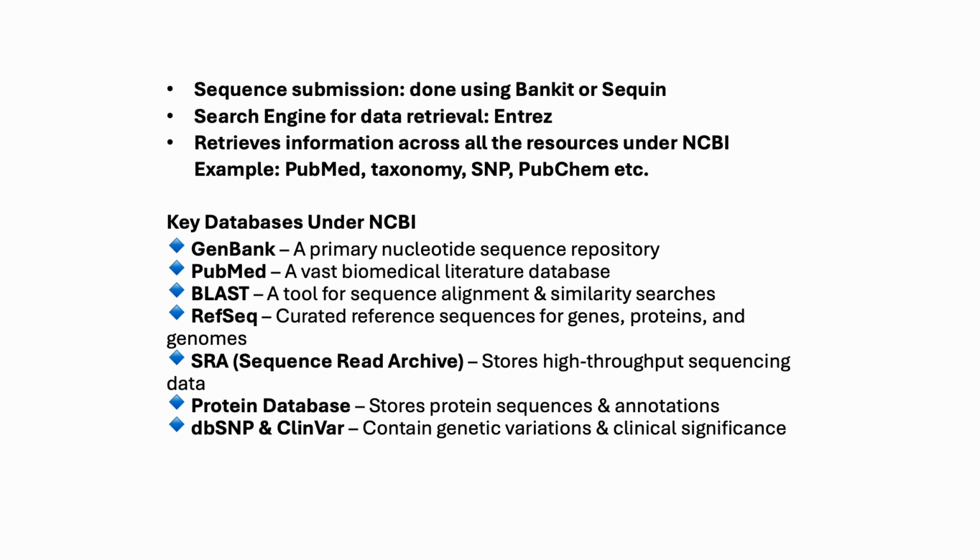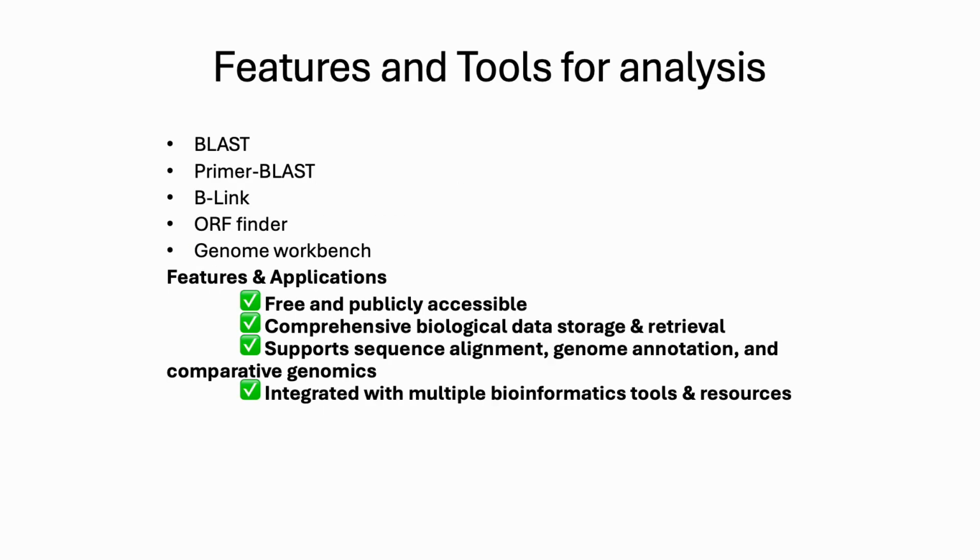Let's see some of the various features of NCBI. Key features are BLAST, that is Basic Local Alignment Search Tool, then Primer-BLAST, where for a given sequence it designs primers for you, then BLink, then ORF Finder, where ORF is open reading frame, then Genome Workbench. Other features are that they are freely and publicly accessible, offer comprehensive biological data storage and retrieval, and support sequence alignment, genome annotation, and comparative genomics. It is also integrated with multiple bioinformatics tools and resources.